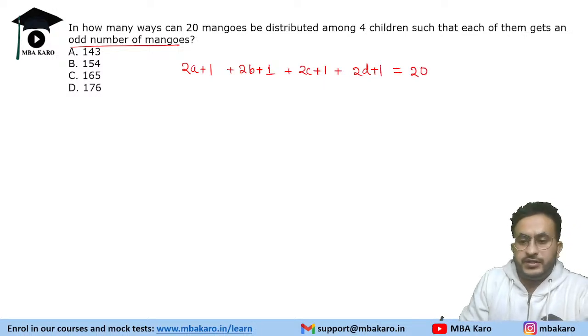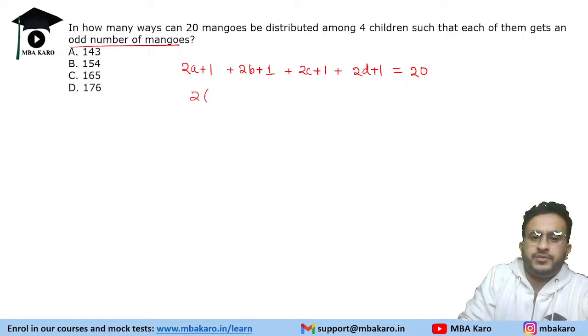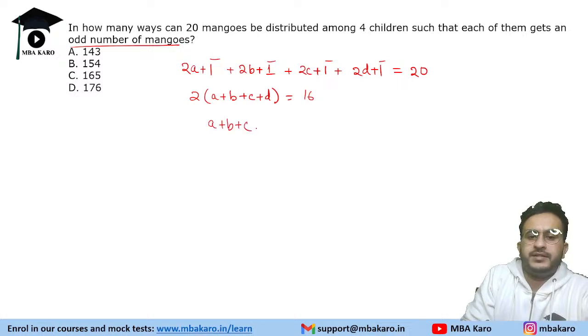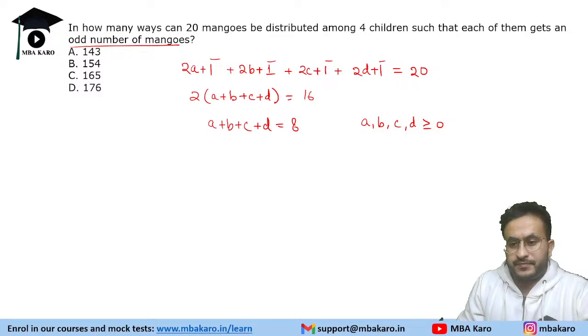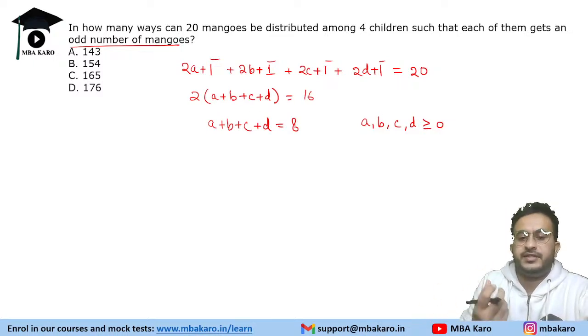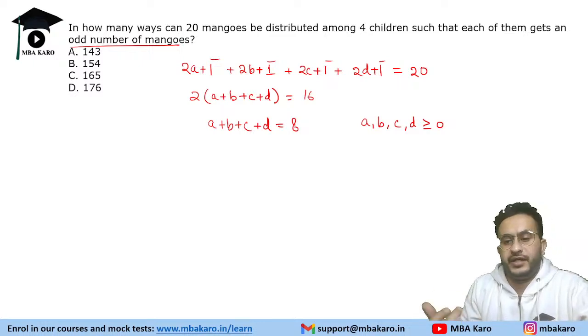So this total is 20. You will get 2 times (a plus b plus c plus d) plus 4 equals 20, so 2(a plus b plus c plus d) equals 16, or a plus b plus c plus d equals 8, where a, b, c, d are greater than or equal to 0. Now, solving these kinds of equations gives non-negative solutions.